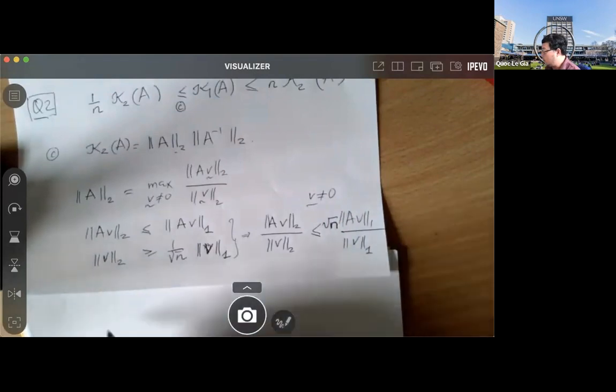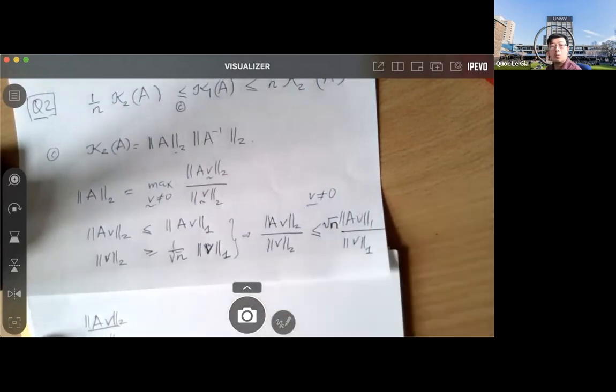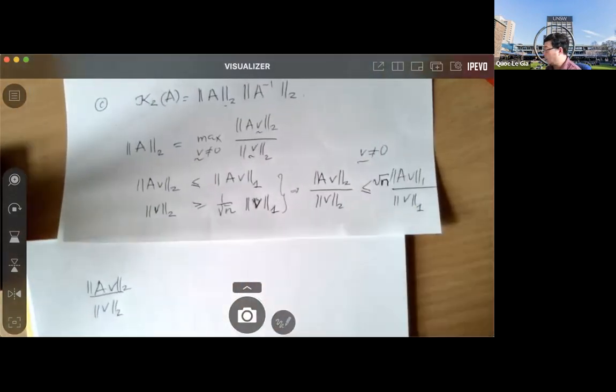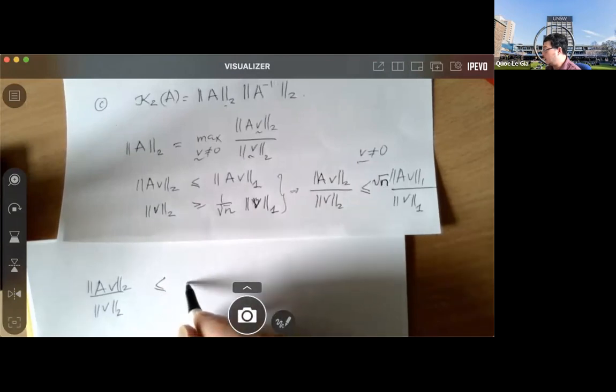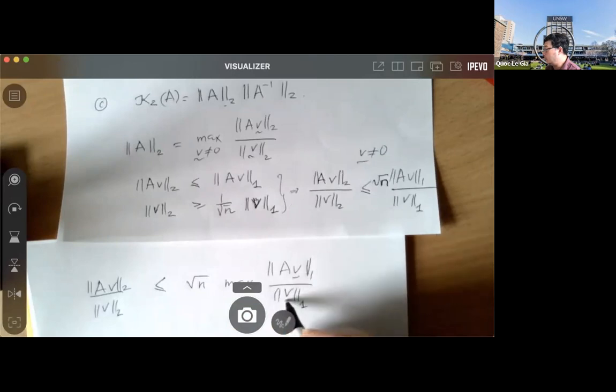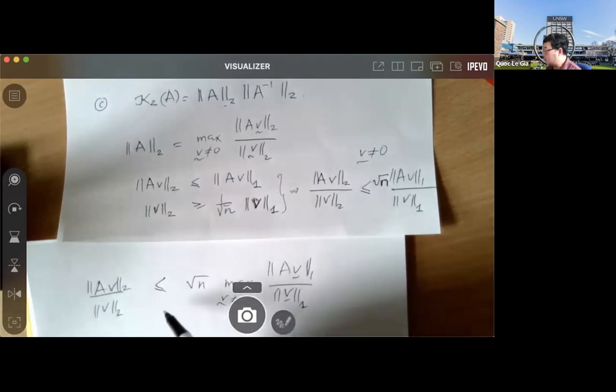So now, the two norm of AV, over V in the two norm, will be less than square root n times the maximal of the one norm of AV over the one norm of V, V non-zero. Okay, so this one is for any V, so you have less than or equal for any V.